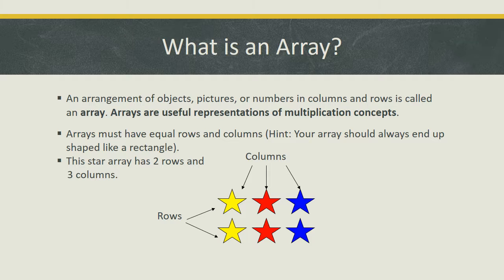And just to tell you a little bit, this is our star array that we'll be using, showing 2 rows and 3 columns. So what multiplication sentence would come from this array? 2 rows, 3 columns. Let's see.